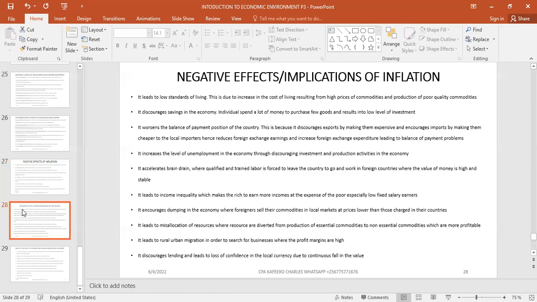Then let's talk about the negative effects or the impacts of inflation. Here we are going to be talking about the hyper or the galloping or the runaway inflation. This is the bad part of inflation, where the inflation increases at a very high rate exceeding 20%.